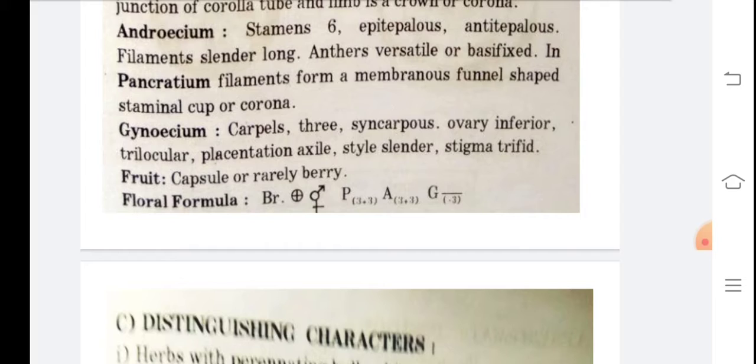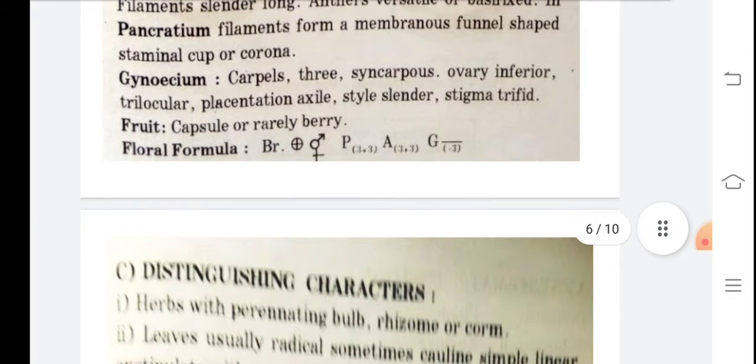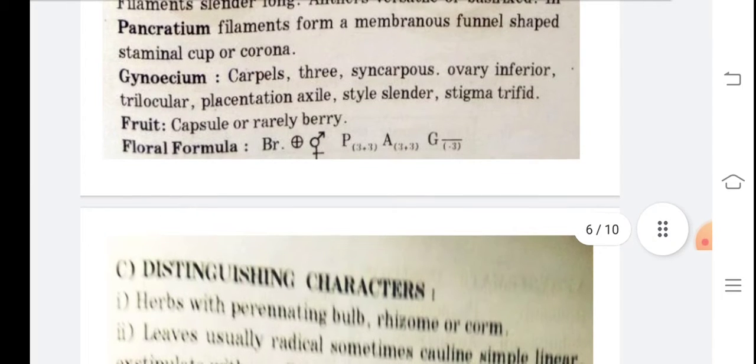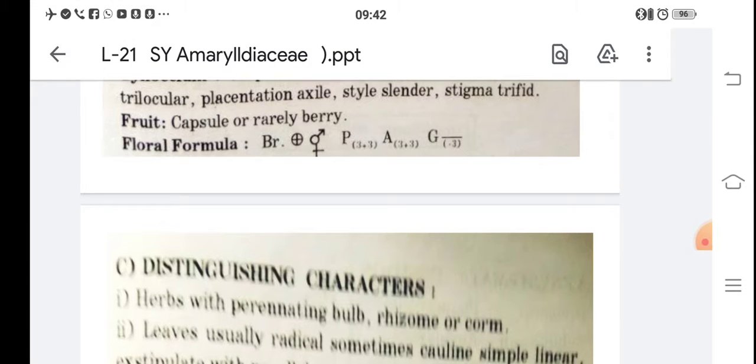Then antitepalous, some are there. Then filaments are slender, long, anthers versatile or basifixed. Anthers are out of the flower range, therefore versatile. In Pancratium, filaments form a membranous funnel-shaped staminal cup or the corona. Mayflower is there. Then gynoecium, carpels 3, syncarpous, ovary trilocular, inferior, placentation axile, right? And the style slender, stigma trifid. And the fruit in some is a capsule or a berry.